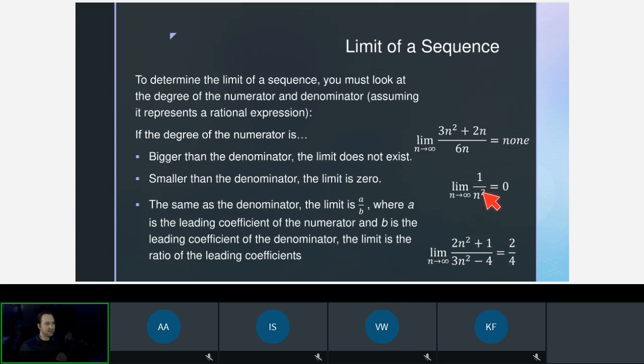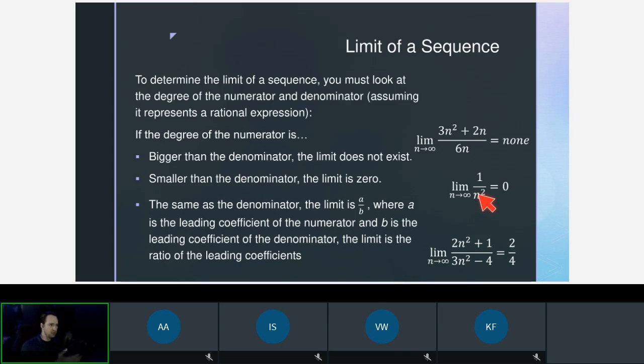If the exponent is larger in the denominator, the limit approaches 0. In other words, it gets really small. Think about it: if n is 1, 1 squared is 1, and 1 over 1 is 1. Let's say n is 10. 1 over 10 squared is 1 over 100, which is much smaller than 1.